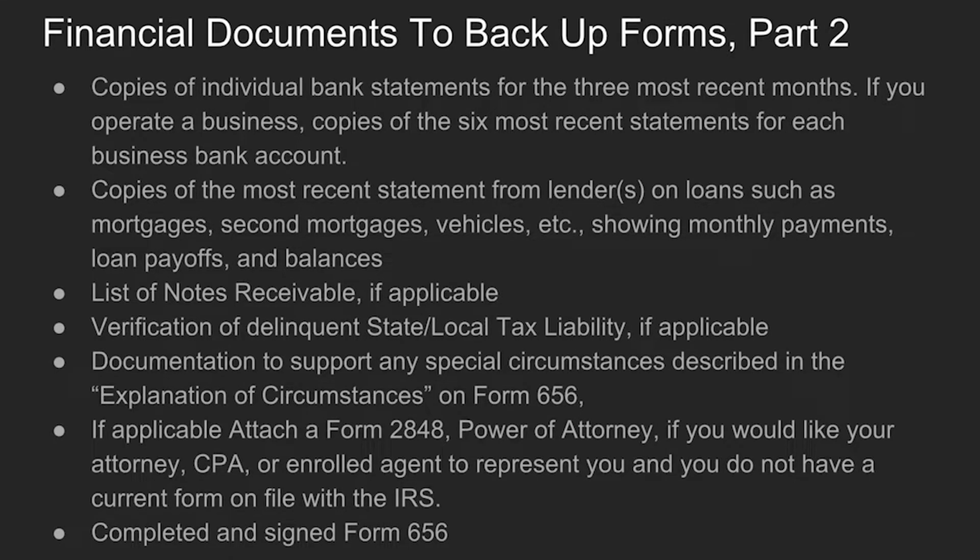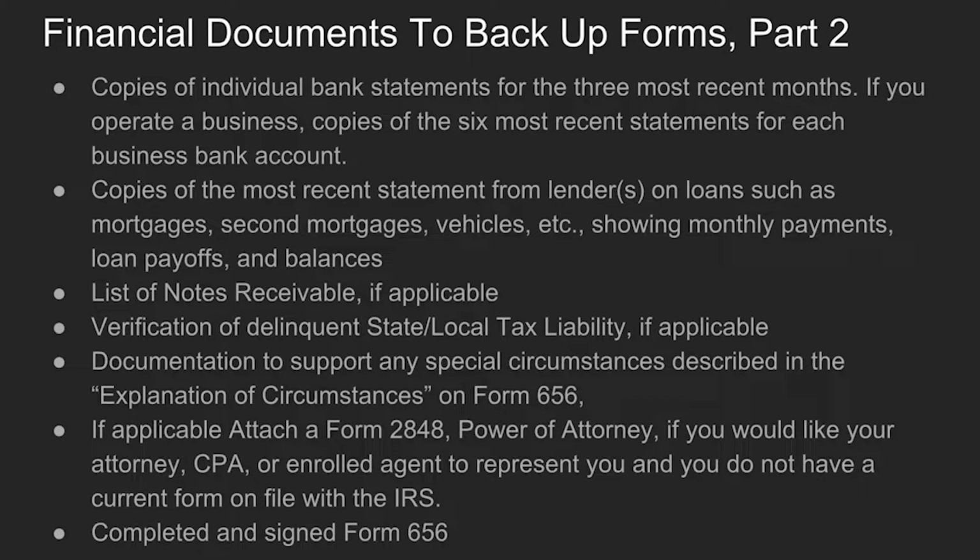Copies of individual bank statements for the 3 most recent months. If you operate a business, copies of the 6 most recent statements for each business bank account. What they're looking for here is weird deposits, anything that doesn't look correct, and they're kind of matching it up to your income. If your income doesn't match the bank statements, that's not a good sign. And if you have cash deposits all over the place and no explanation for it, you're probably not going to get your offer in compromise accepted.